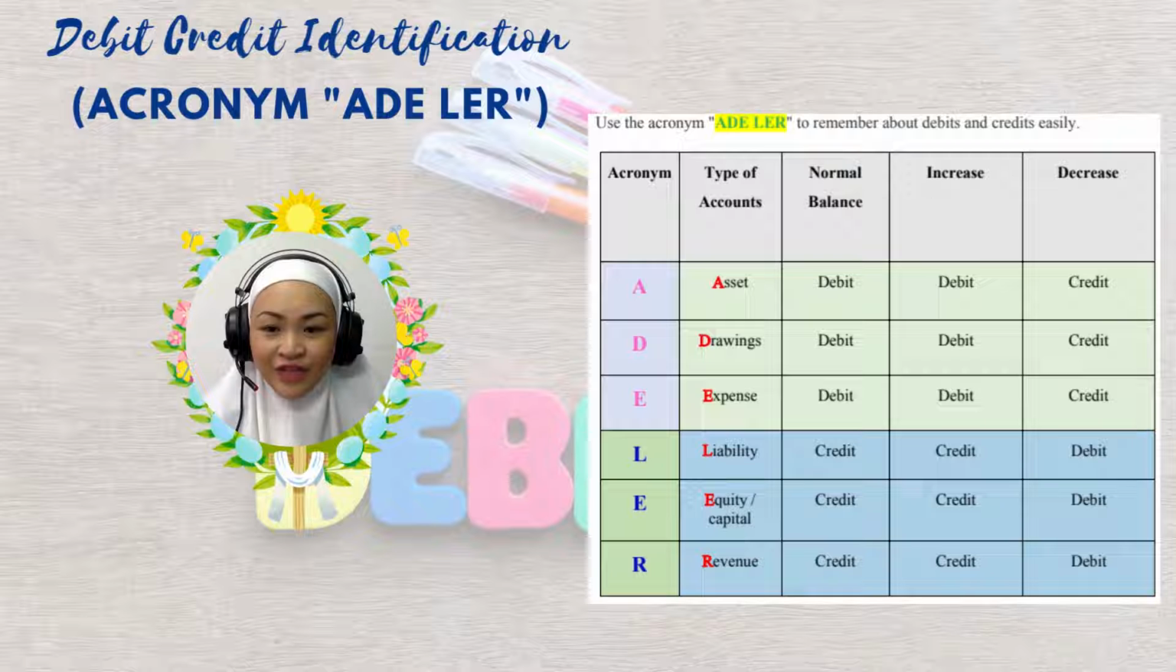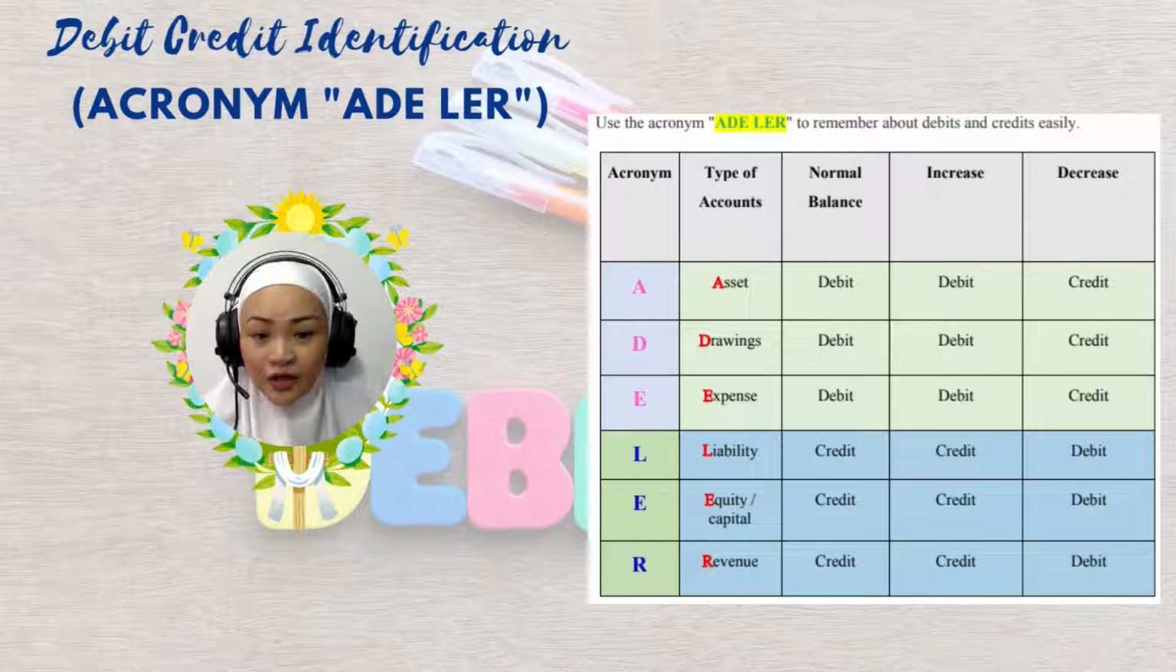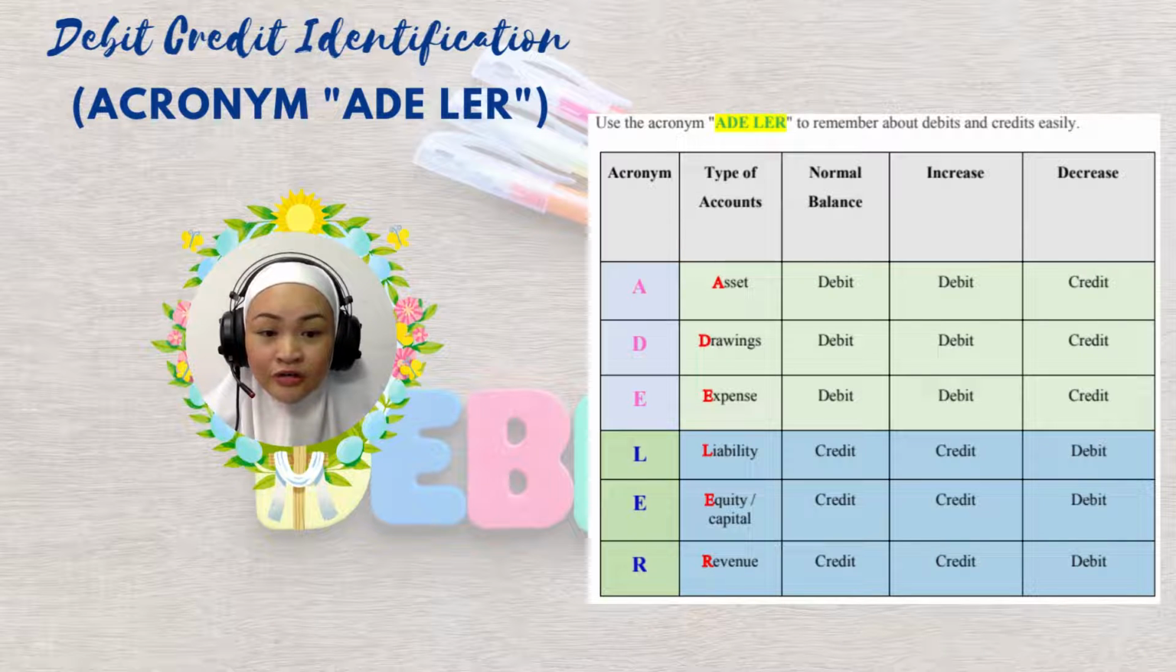Debit credit identification. The first one is by using the acronym ADLER. A stands for asset, D stands for drawing, E stands for expenses, and L stands for liability. E is equity or capital, and R is revenue. As you can see from this table, for the normal balance, ADE are all on the debit side, and LER are all on the credit side.